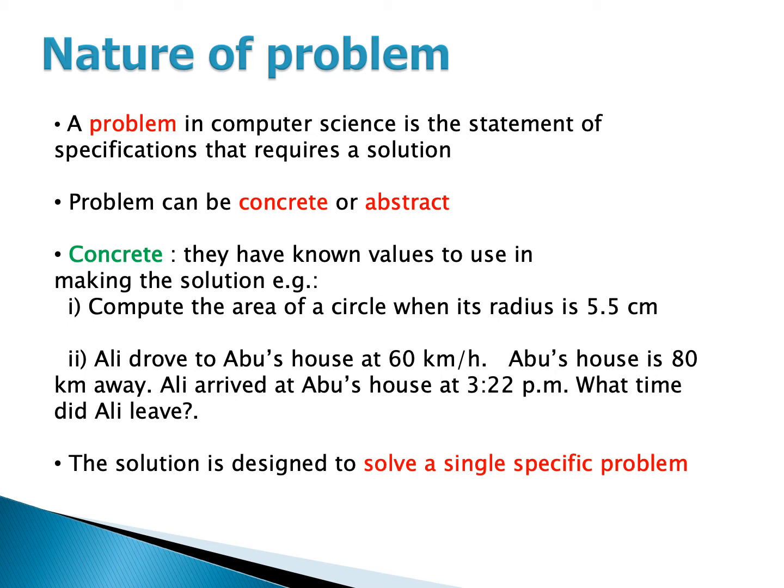Another example that we have here is Ali drove to Abu's house at 60 km per hour. Abu's house is 80 km away. Ali arrived at Abu's house at 3:22 p.m. What time did Ali leave?